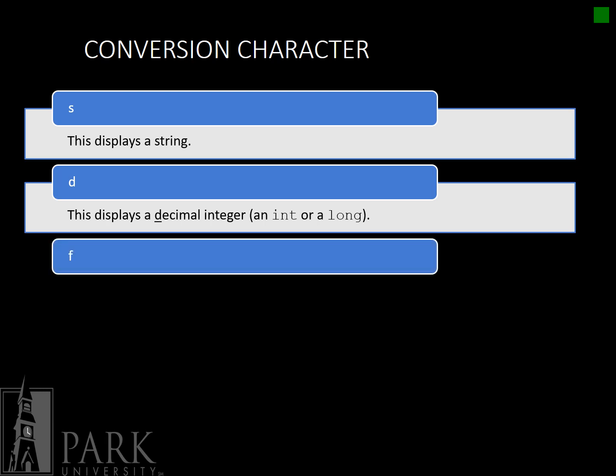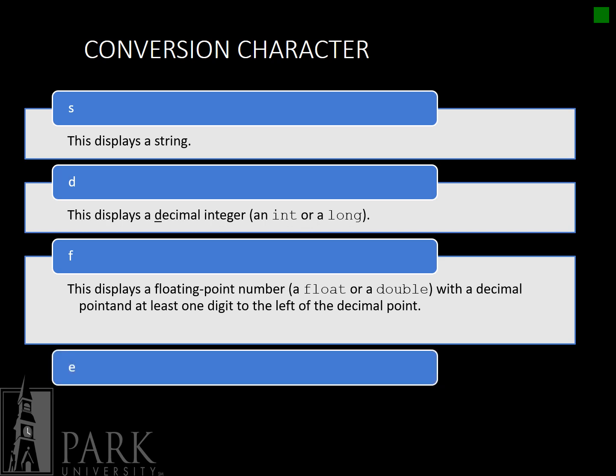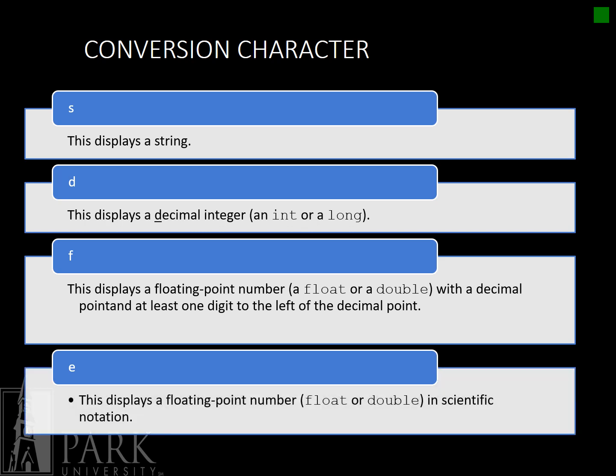We also have F, which is a float or a floating point number. So we could use float or a double. And it's going to display with at least one digit to the left of the decimal point. So if it's point something, it's going to be 0 point something. Okay. And then finally we have E. Do you have any guesses on what E is? Well, it's going to be a floating point number in scientific notation.